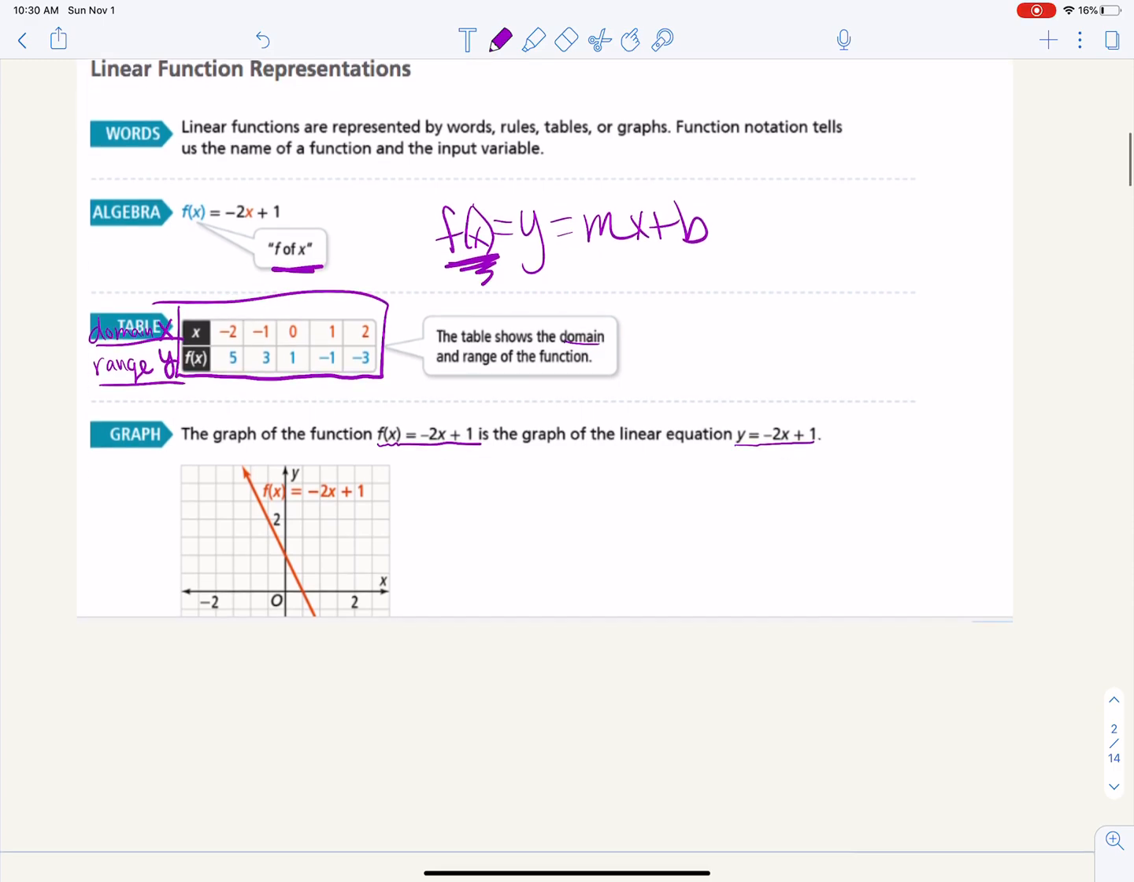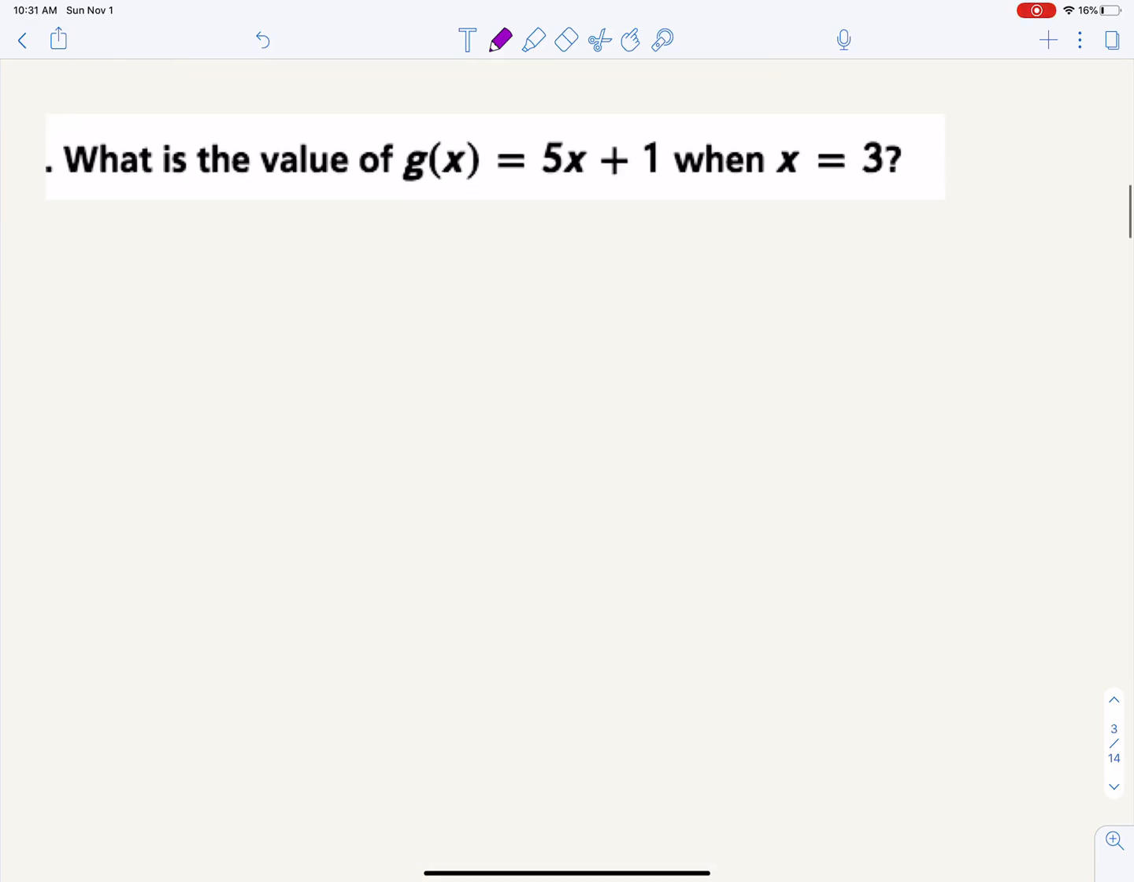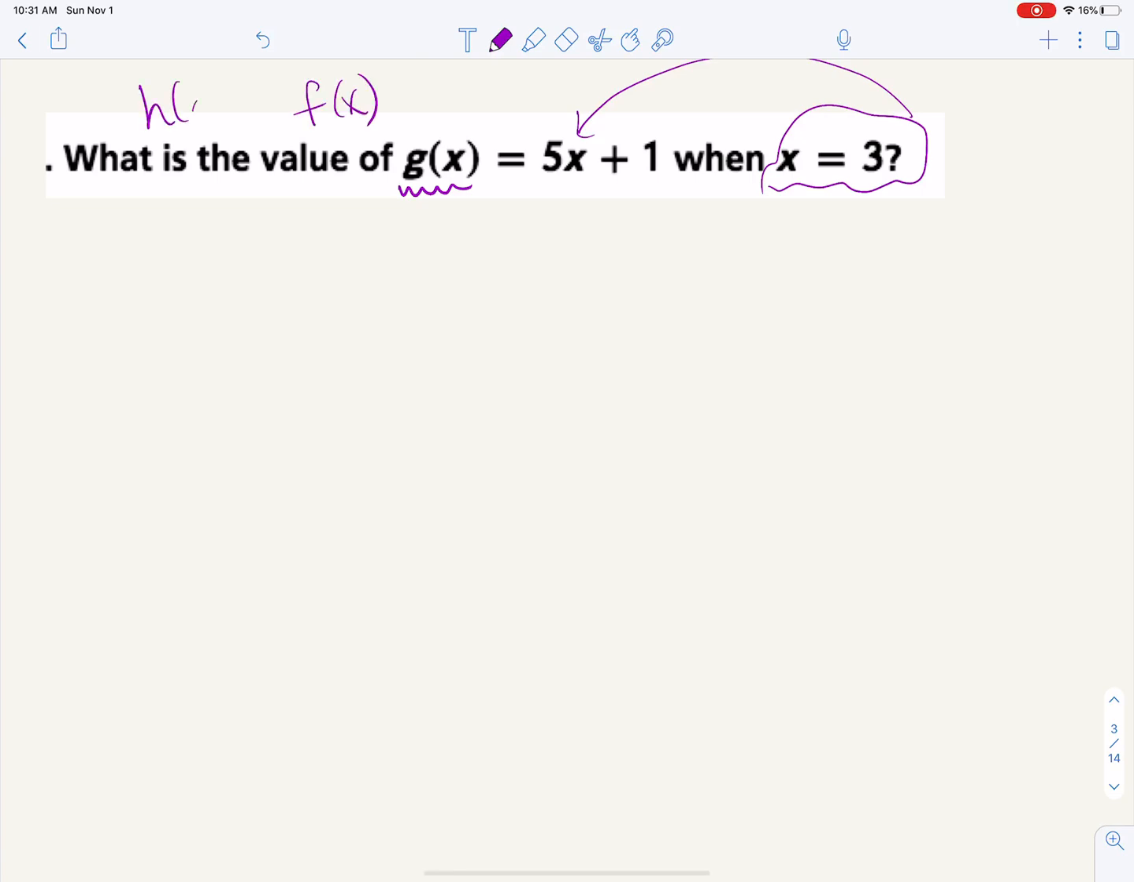First, let's get comfortable in function notation. In this question, they're asking, what is the value of g of x, 5x plus 1, when x is 3? What that means is take 3 and plug it in for x. By the way, this is g of x. In the above slide, we used f of x. You could use h of x. You could use any letter in front of x. Typically we use f of x, but we can use any letter.